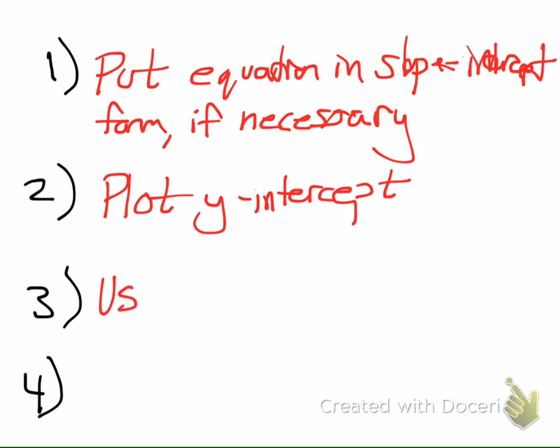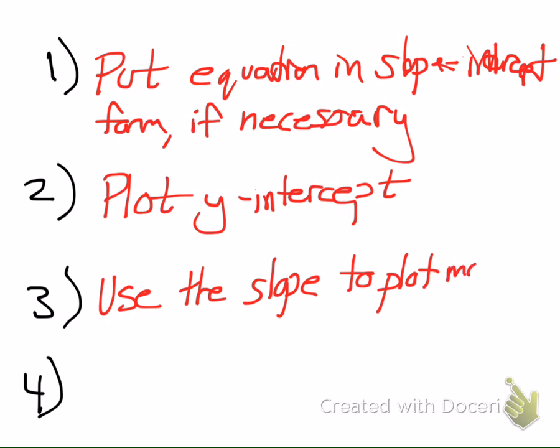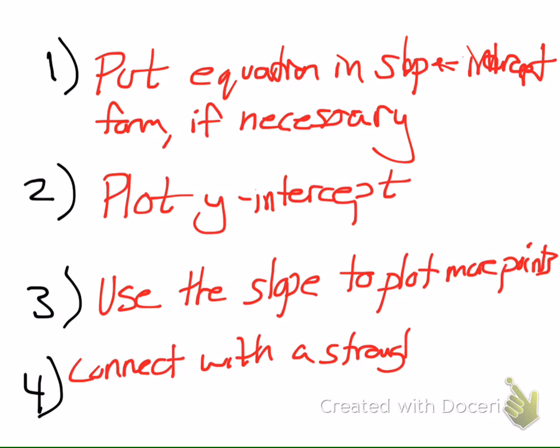The third step is to use the slope to plot more points. Once you have the y-intercept, you can use the slope to go up, down, left, or right to plot another point so that you can draw a line. If you want to be really sure, you can plot a few more points. And the last step is to connect with a straight line with arrows on the end.